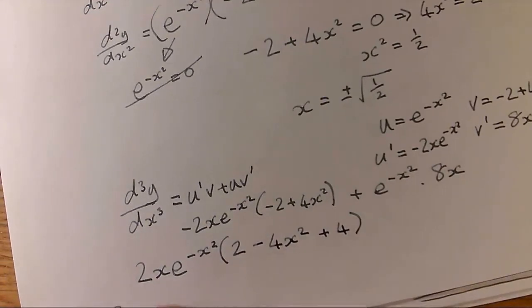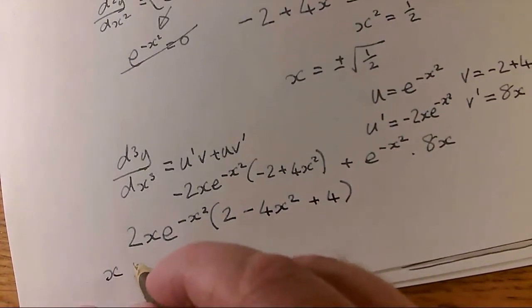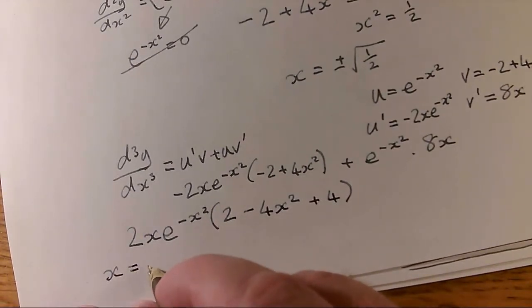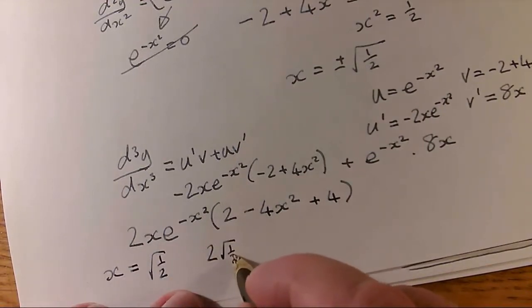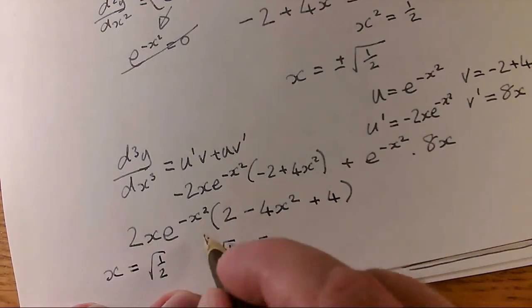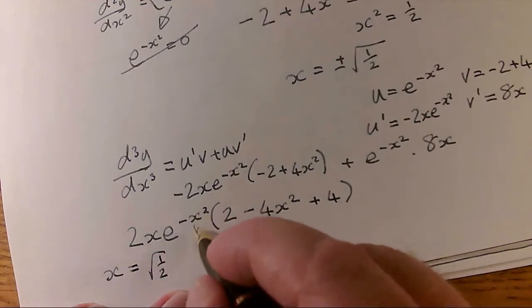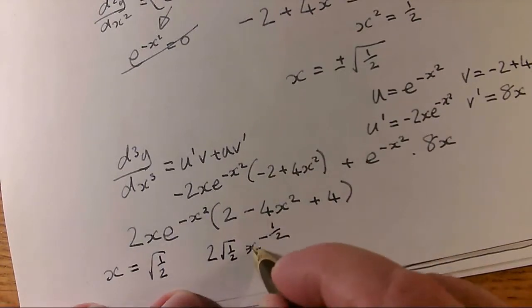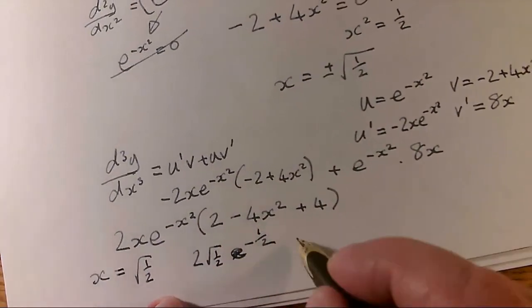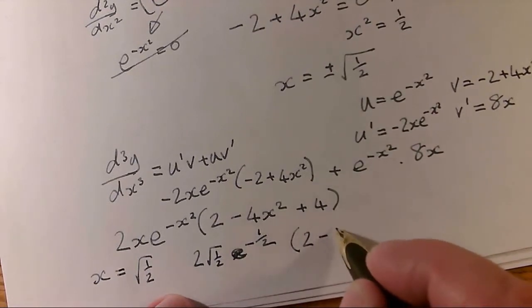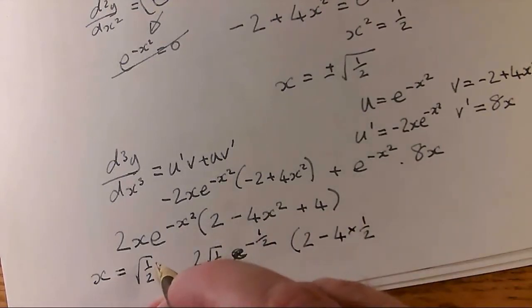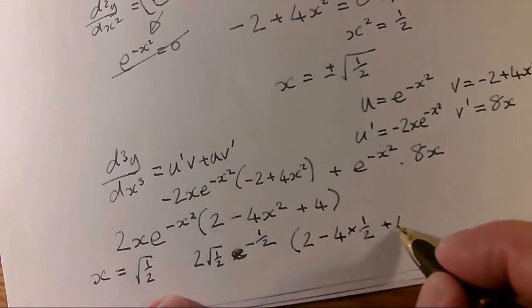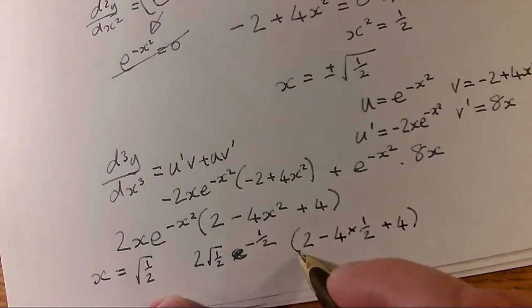Okay, and then I substitute in x equals root of a half, so I get 2 root a half e to the minus, well, root a half squared is just a half, so e to the power of minus a half, times 2 minus 4 times x squared, which is going to be a half when x is root of a half, plus 4. Well, 2 minus 2 is 0.